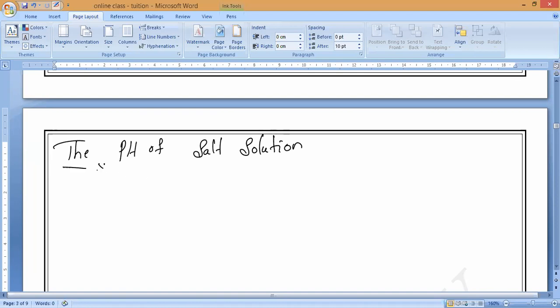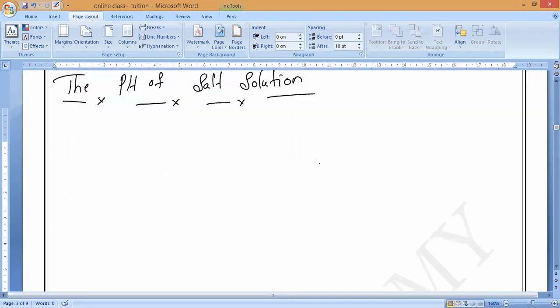What is that? The pH of salt solution. As we know, acids mean 0 to 7, and bases mean 7 to 14, and salts mean neutral. Neutral means 7. That is what we have studied in the pH scale. Understood? Yes or no? Yes, sir. Now, let us discuss what is the pH value of the salt solution.